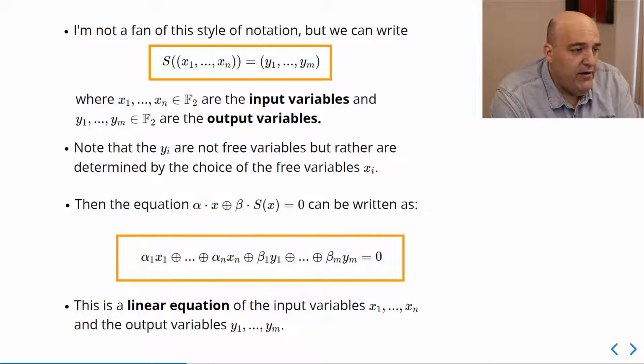Now, the reason we call this a linear equation is because alpha dot x plus beta dot S of x equal to 0 can just be written as the sum of alpha1 x1 up to alpha_n xn plus beta1 y1 up to beta_m ym equals 0. And that's the typical format of a linear equation, right? Just remember all the alpha_i xi and the beta_i yi have an AND between them. They're being multiplied. So this is a linear equation in the input variables xi and the output variables yi. And that justifies the use of the term linear when we talk about that equation.